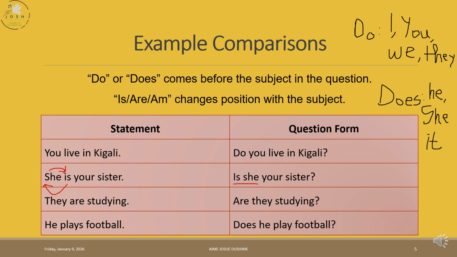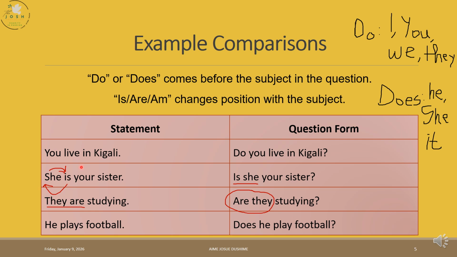And the same happens here. We say that the subject and the auxiliary verb to be change position. So we say, "Are they studying?" You see how we formulated the be question. That's an example of a be question.